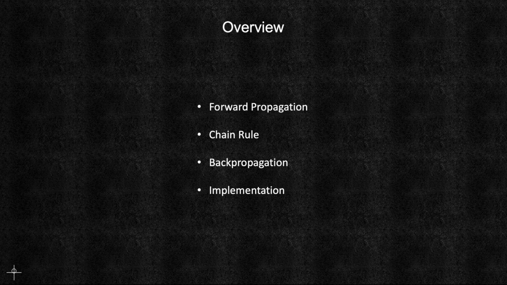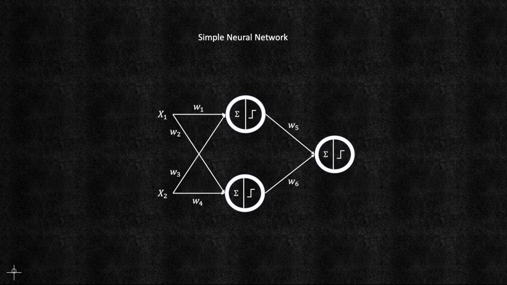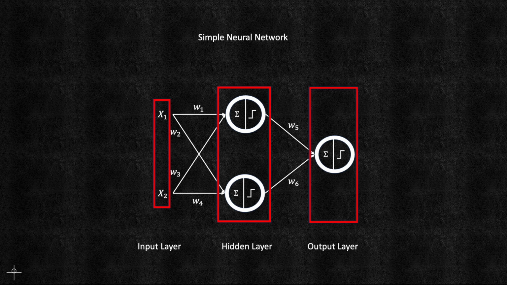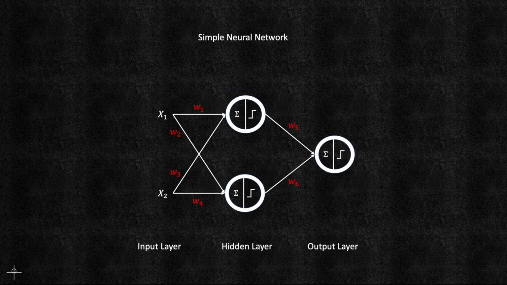Starting with this simple neural network, we have two input features x1 and x2 as the input layer, two neurons in the hidden layer, and one neuron on the output layer. Connections labeled from W1 to W6 are associated weights. Those weights are randomly initialized. They determine the strengths and the directions of the signals.